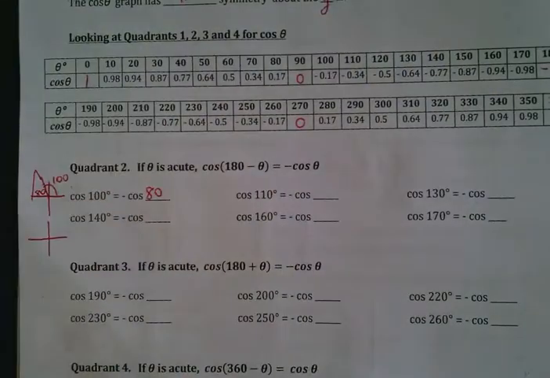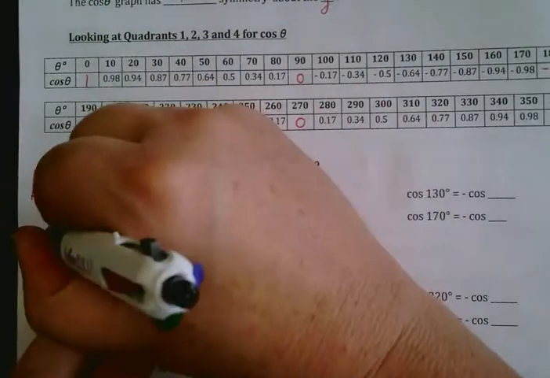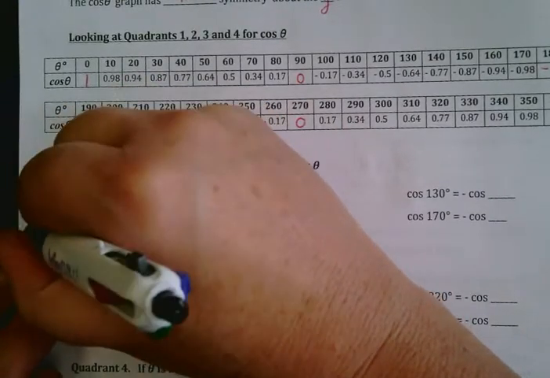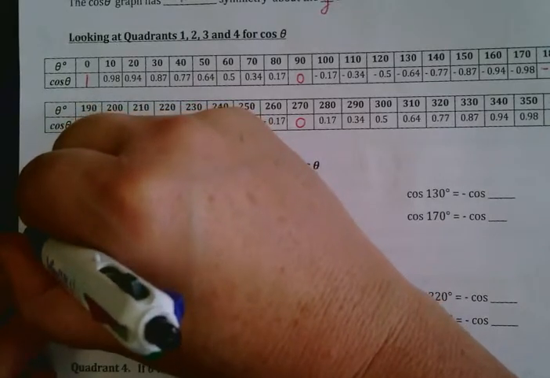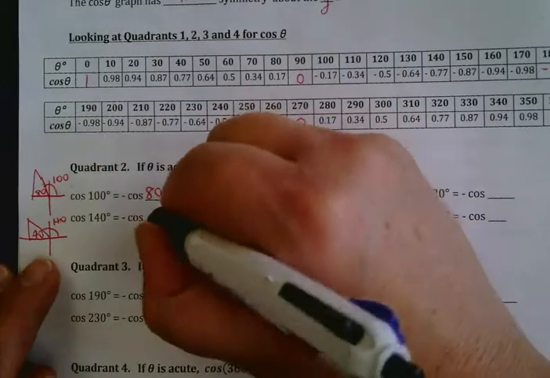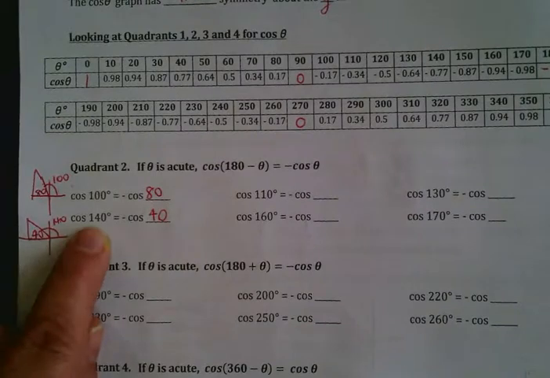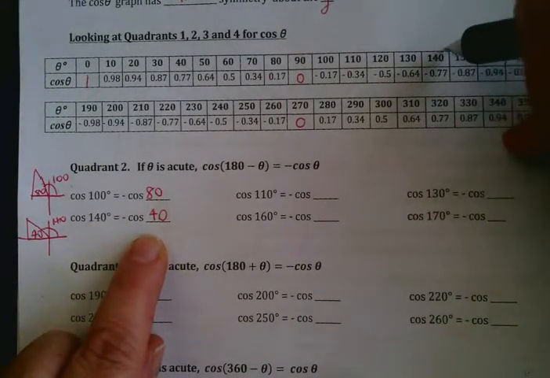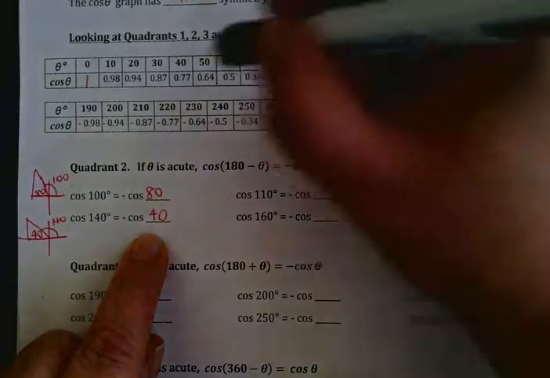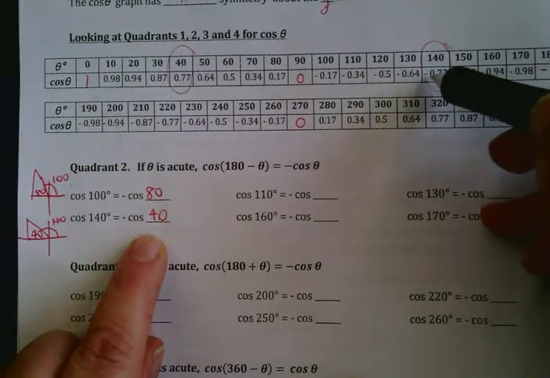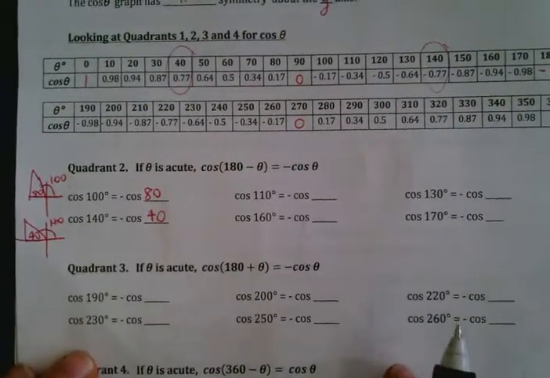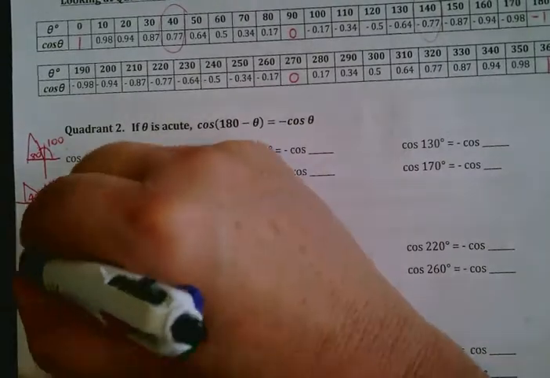Do we get this? Cos of 140, I'm just going to do the first column, you do the others. 140, you draw it from here. See how I always start from there? If that's 140, what's left over? What's the related acute angle? 40. But we know that cos of 140 is negative, so it's the same as negative cos 40. If you look at your graph, 140 is that, cos 40 is that. So negative 0.77 is negative of that. Do you see it?